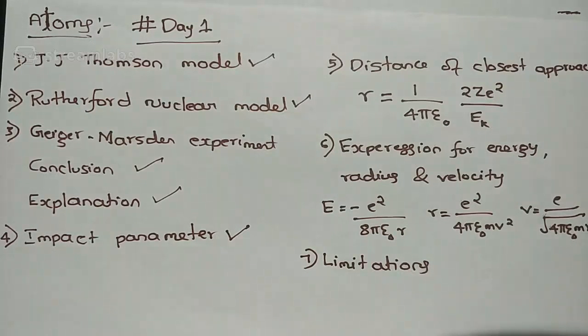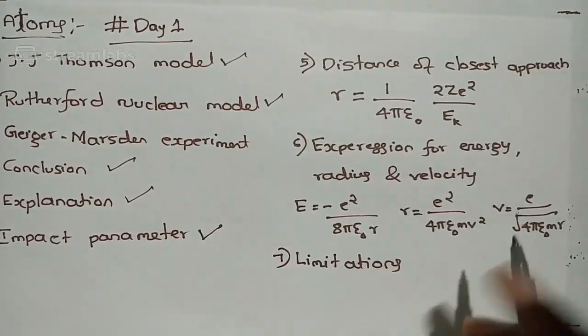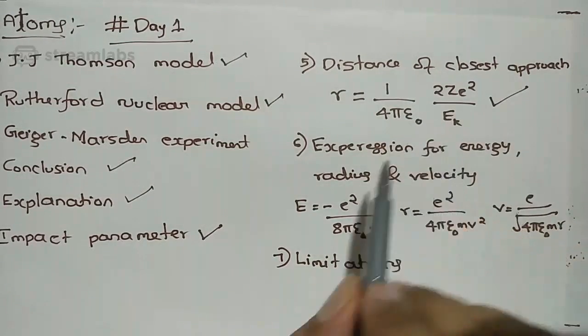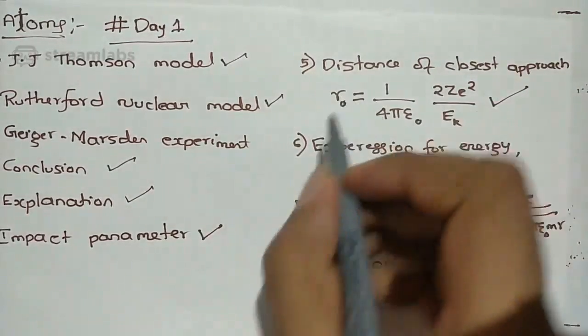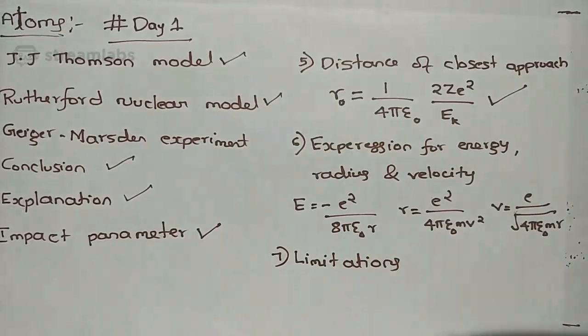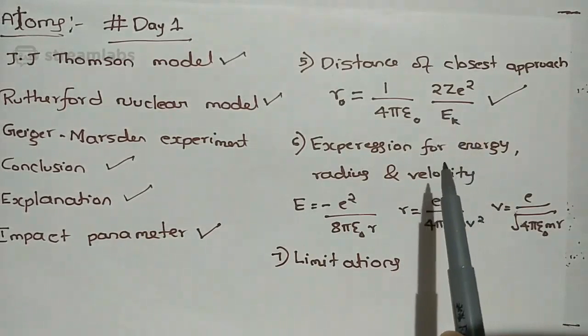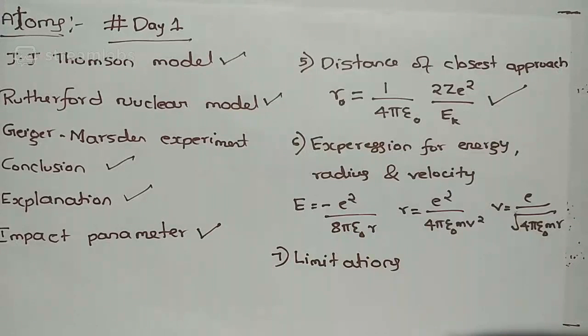One more point you have studied is the distance of closest approach, where you have applied the law of conservation of mechanical energy. Kinetic energy is converted into potential energy. You have equated that, and you got the expression for distance of closest approach, R equal to 1 by 4 pi epsilon naught, 2 Z square by Ek. In your study material it may be R naught. That is just the notation, because R we have used as the distance from the nucleus to the position of the electron. So you can use for distance of closest approach R naught equal to 1 by 4 pi epsilon naught 2 Z square by Ek, where Ek is the kinetic energy given to the alpha particle.